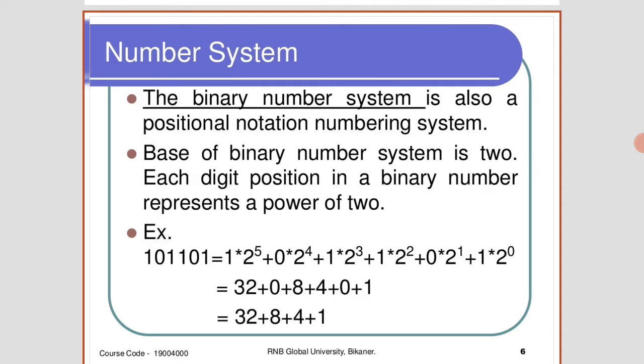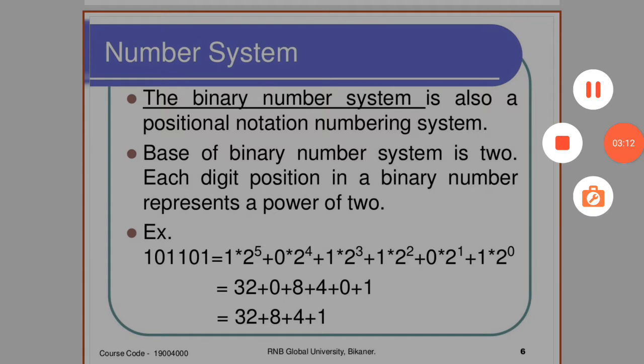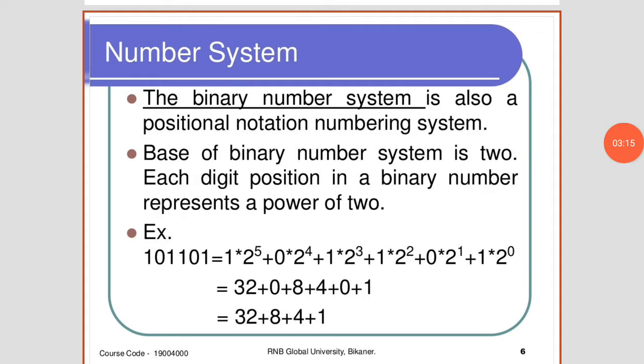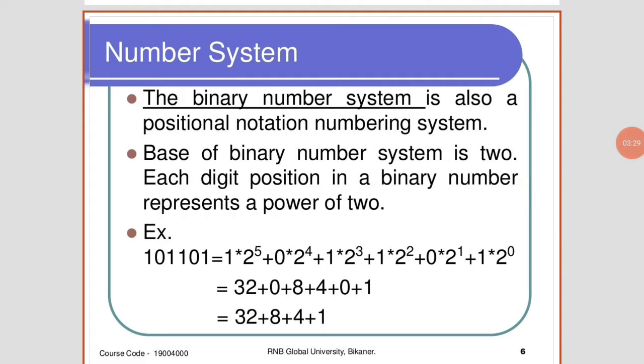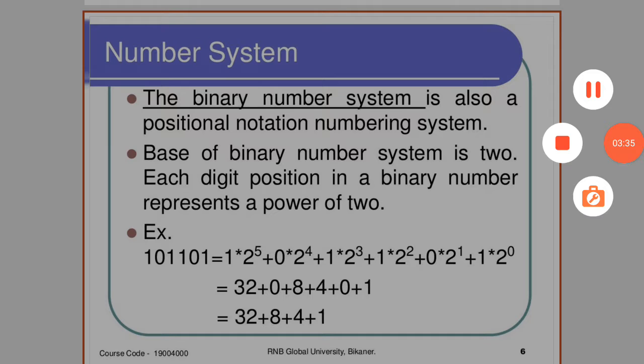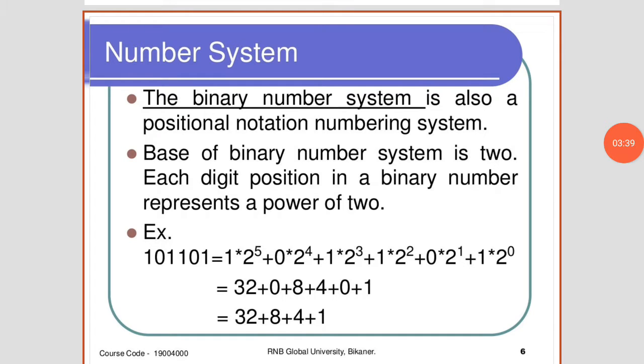1 into 2 raised to 5 plus 0 into 2 raised to 4 plus 1 into 2 raised to 3 plus 1 into 2 raised to 2 plus 0 into 2 raised to 1 plus 1 into 2 raised to 0. 1 into 2 raised to 5 is 32, plus 0 into 2 raised to 4, any number multiplied by 0 is 0, plus 1 into 2 raised to 3, which is 8, plus 1 into 2 raised to 2, which is 4, plus 0 into 2 raised to 1, which is 0, plus 1 into 2 raised to 0, which is 1. So it is equal to 32 plus 8 plus 4 plus 1.